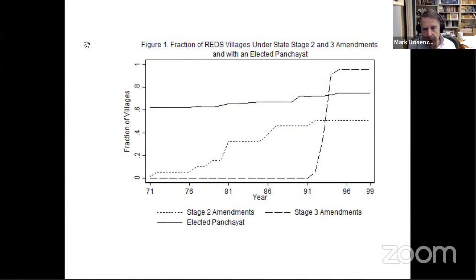This depicts the graph of the amendment. So it's the fraction of villages that were subject to the state amendments, stage 2 and stage 3, are the discontinuous lines. And the continuous line is the fraction of villages that were democratic by year. Okay, that looks like a small slope, but that's because of the range of the y-axis.